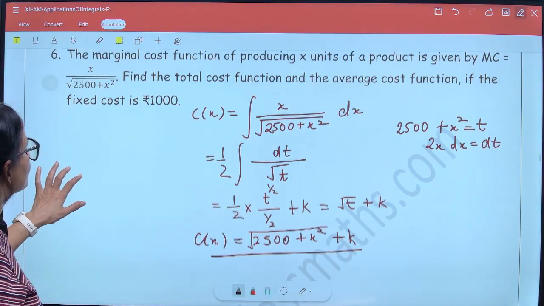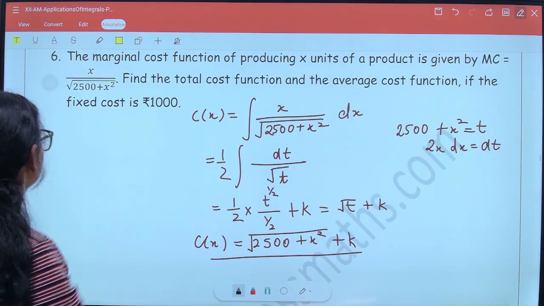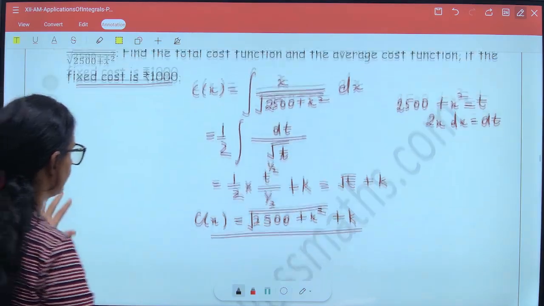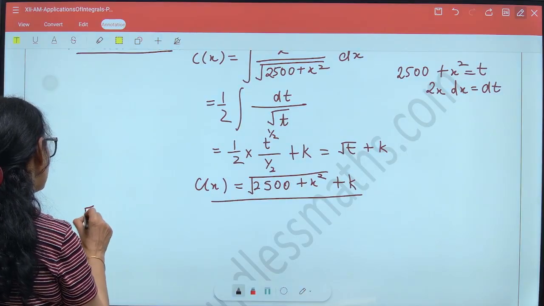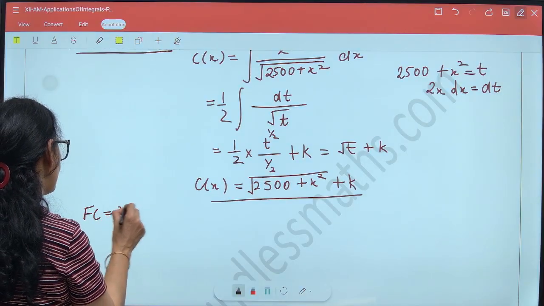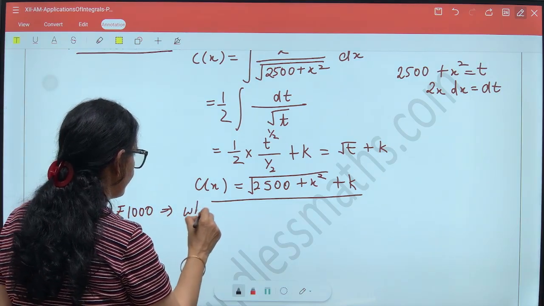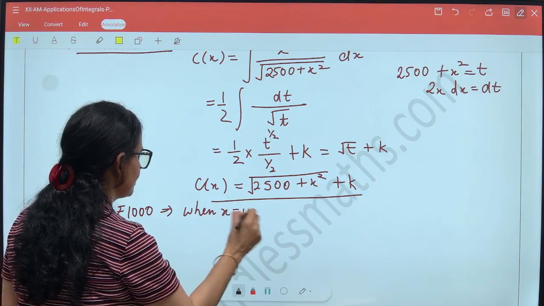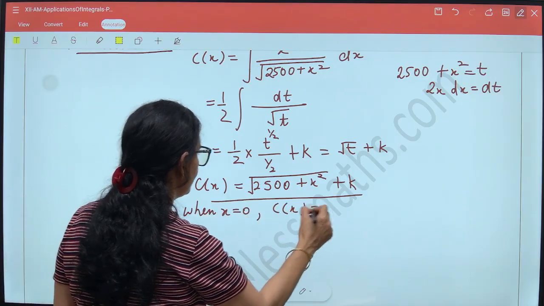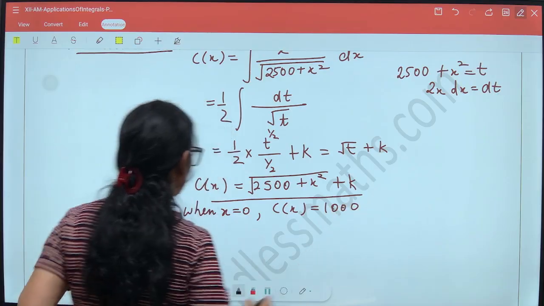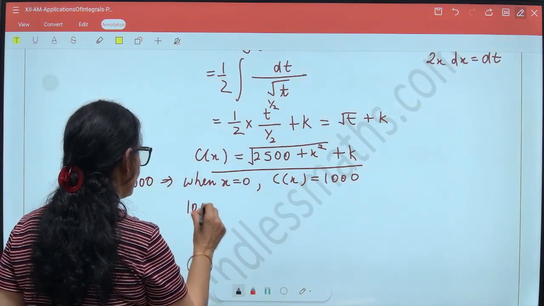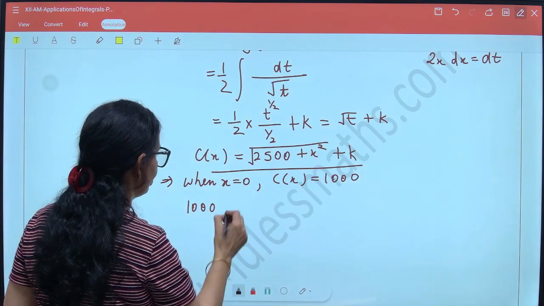Now the question was find the total cost and average cost if the fixed cost is rupees 1000. So again, when you are given fixed cost as rupees 1000, you will write this means when x is 0, the cost function has a value of 1000. So let's put these values into the cost function and find the constant of integration.